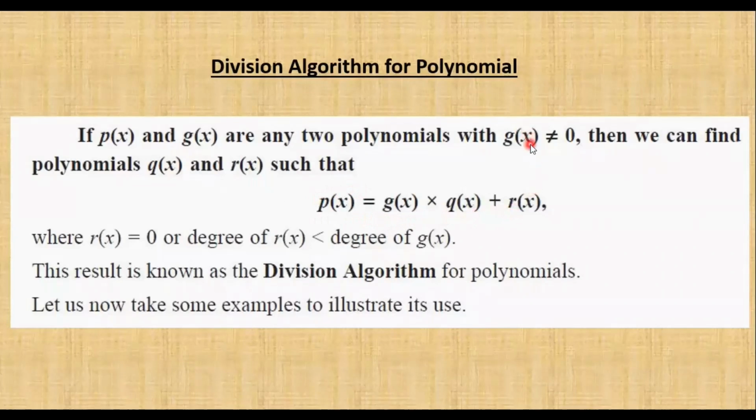And here g of x cannot be 0. G of x can't be a zero polynomial. What will happen if g of x is equal to 0? Then g of x into q of x will be 0, and that is not possible. Okay, the degree of the remainder, as I told you before, will be less than the degree of the divisor. I will come to examples.